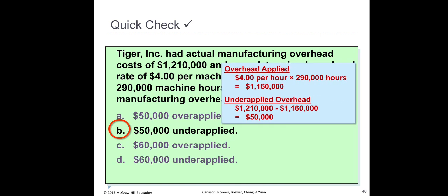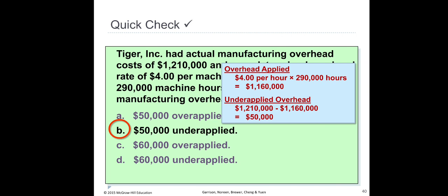Okay, total applied overhead during the year is equal to POHR times the actual allocation base during the year. See the blue box there: the POHR is $4 per hour, and the actual allocation base, or the actual machine hours during the year, is 290,000 hours. So applied overhead is equal to $1,160,000. And then, how to calculate whether the situation is over or underapplied?